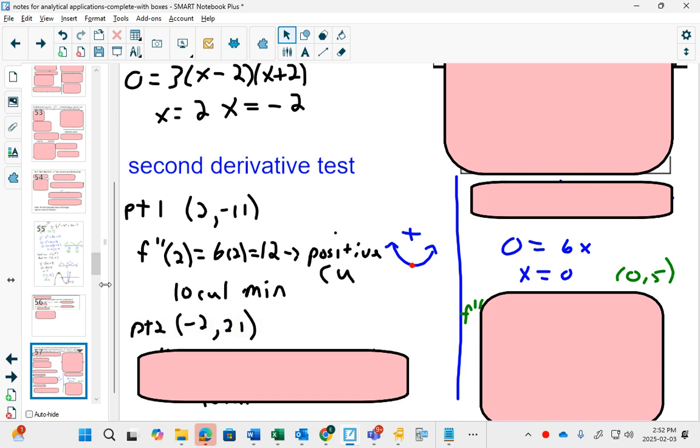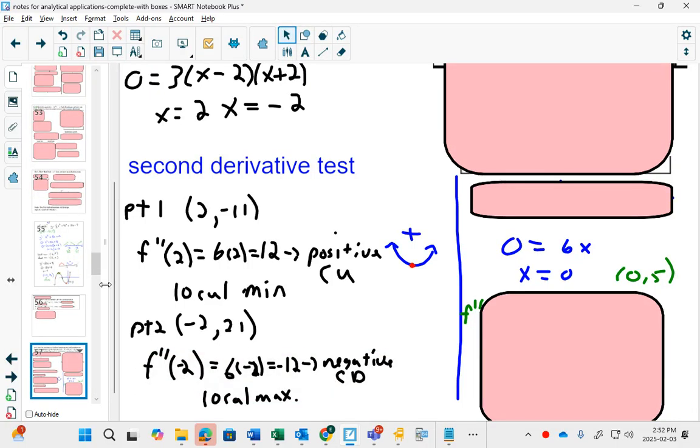For our second point, again, to find the y-coordinate, plug that -2 back into the original equation. And when I plug -2 into the second derivative, it's negative, concave down at that point. But that means that we would have a local maximum.